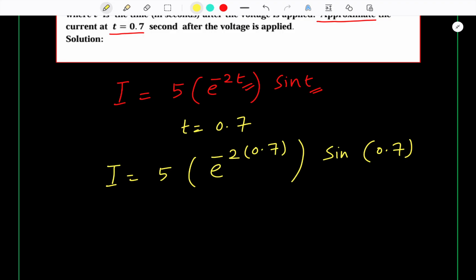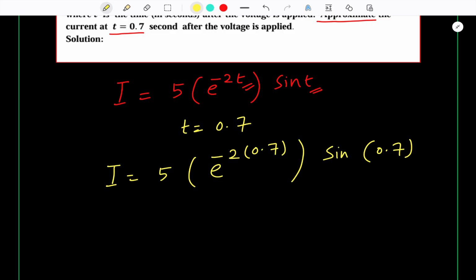Let me start. 5, bracket open, and e power. All are multiply. 5 multiply e power minus 2 bracket open 0.7 bracket close, then come down and sine bracket open 0.7 bracket close. Press equal, and how much did you get?